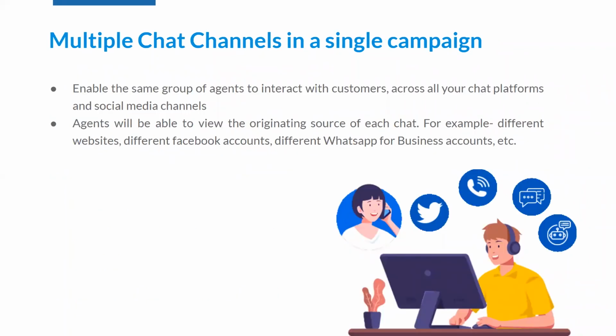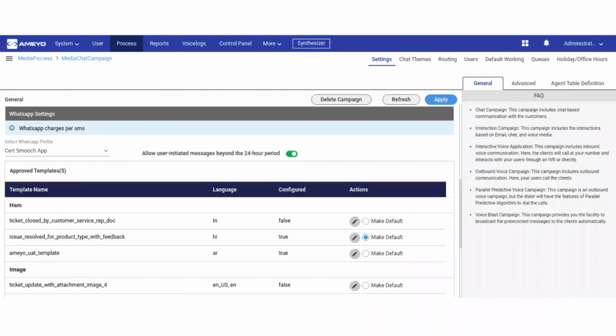Now, in this feature, I'm actually talking about different Facebook accounts as well, right? So if you want the Facebook accounts of two completely different Facebook accounts to be answered by the same set of agents, you can now do that, so that your agents can be more productive and work across different channels as well. So this is how you can configure all of these different channels into a single campaign.